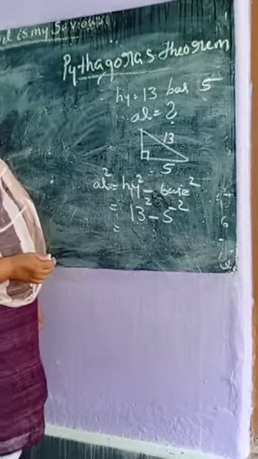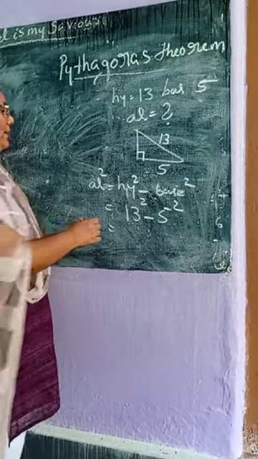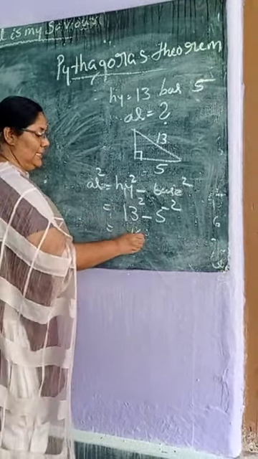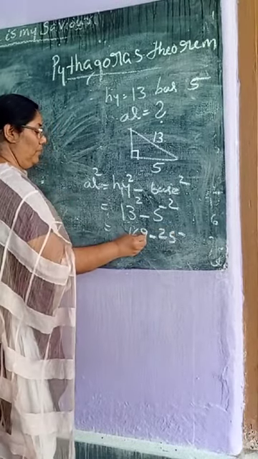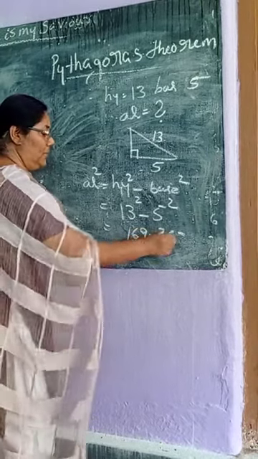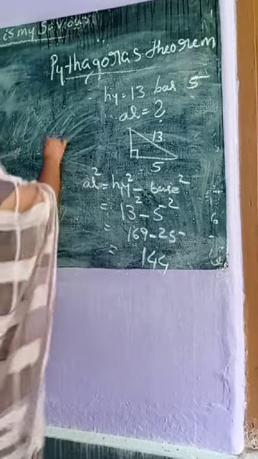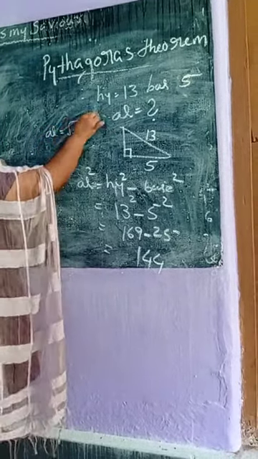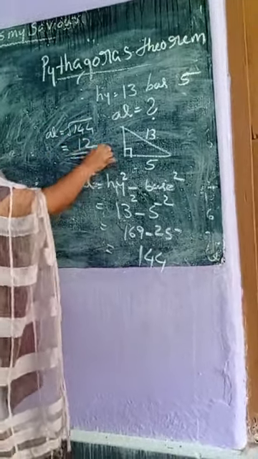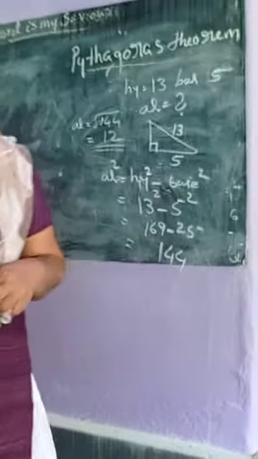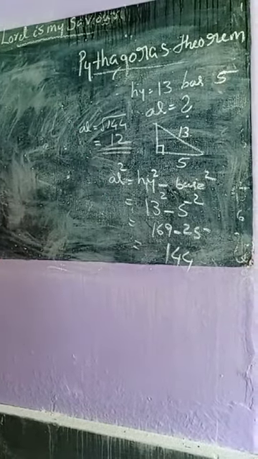Can you say what is a square minus b square? One way is a plus b into a minus b. Or directly square it. 13 square means 169 minus 25. Say the answer. 9 minus 5, 4. 6 minus 2, 4. 1. 144. Therefore, altitude is equal to root 144. Which number square is 144? 12. Therefore, the answer is 12. Okay. Then write one question.